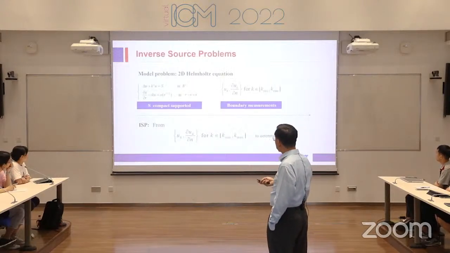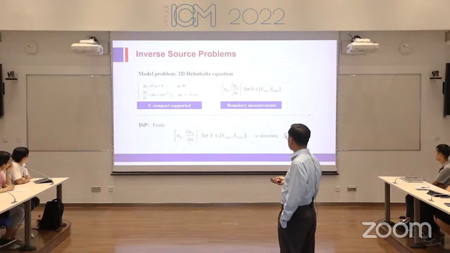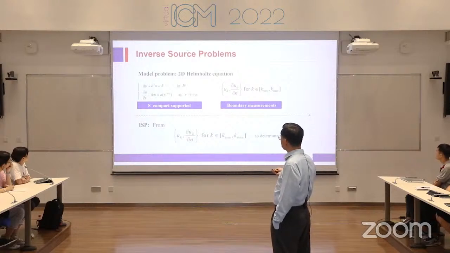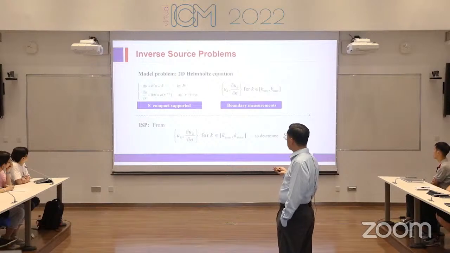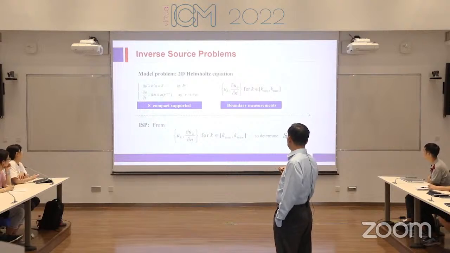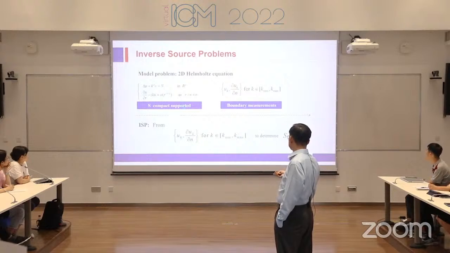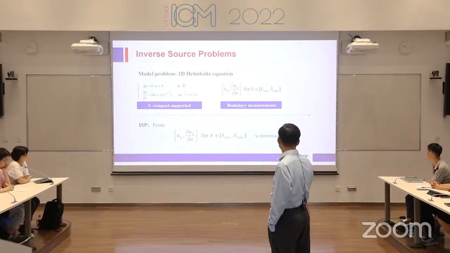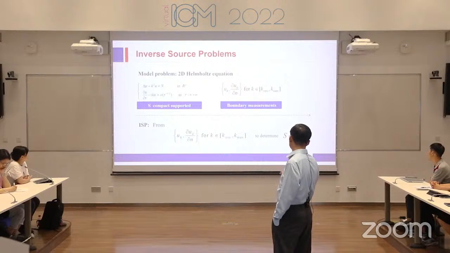The second class of problems I'd like to consider is the inverse source problems. Here you look at this simple model. It's a 2D Helmholtz equation with constant medium. Here S is a source function. We have a radiation condition at infinity, and from the equation, the boundary measurement is away from the source function. It's a source with compact support. And again, we look at multiple frequency. So you have a range of frequency. From this boundary measurement, you're trying to determine S.